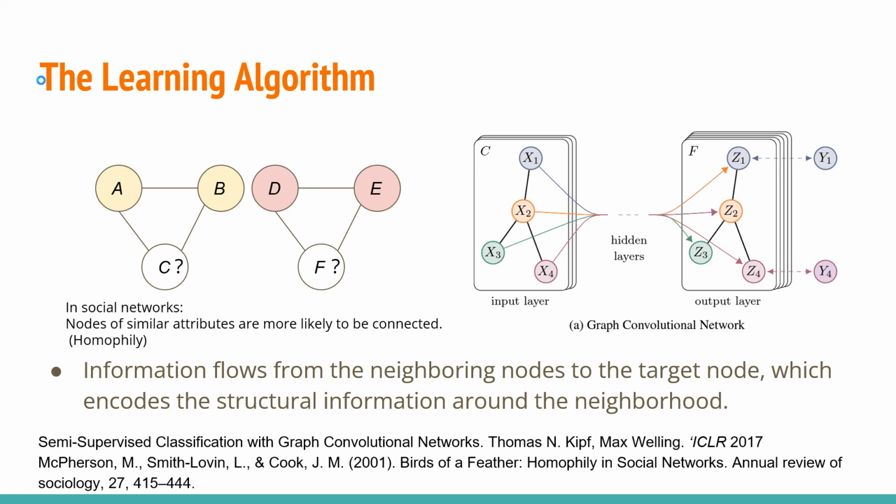It passes information from the neighboring nodes to the target node and aggregates the information from the neighborhood to generate a representation of the node. This is similar to the convolutional layer in computer vision. Such a node representation is then used for downstream predictions.